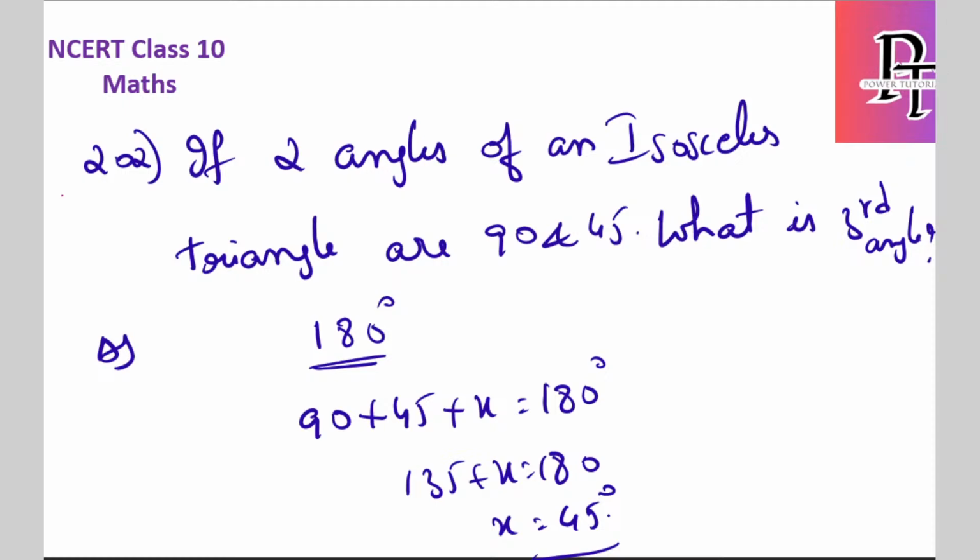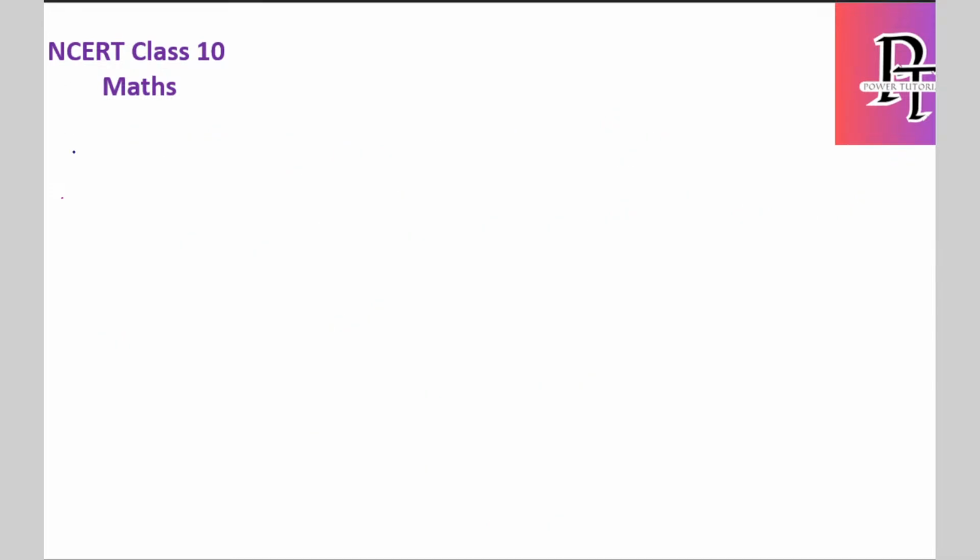So why is it isosceles? Because we have two angles as equal, 45 and 45. If you want to name it, you can also name it as an isosceles right angled triangle, because one angle is 90 and the other two angles are the same. Let's go to the next one. 203 question.